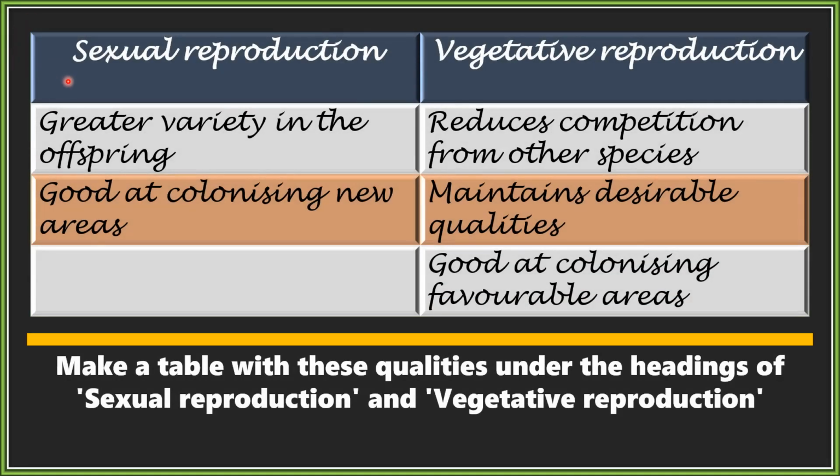So we have to make a table with these qualities under the headings of sexual reproduction and vegetative reproduction. Sexual reproduction: greater variety in the offspring and good at colonizing new areas. Then vegetative reproduction: reduces competition from other species, maintains desirable qualities, and good at colonizing favorable areas.